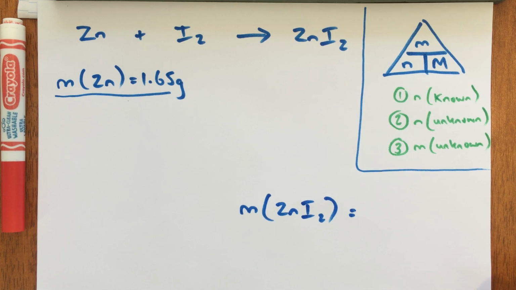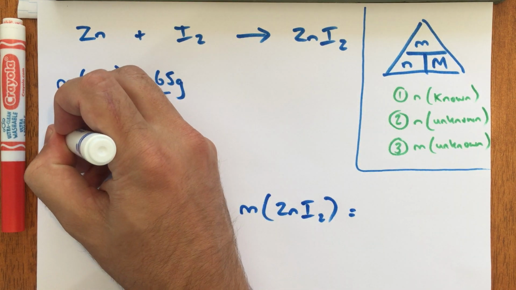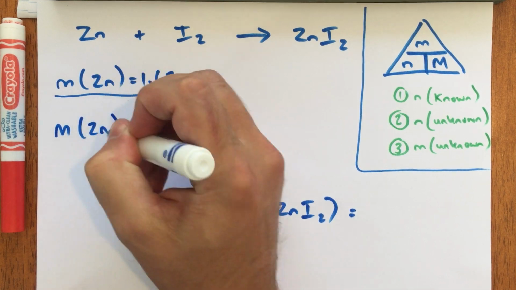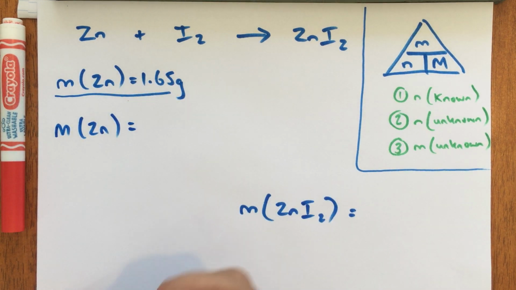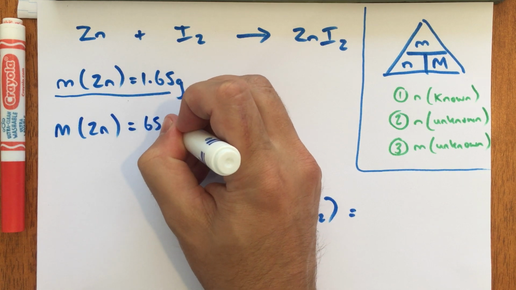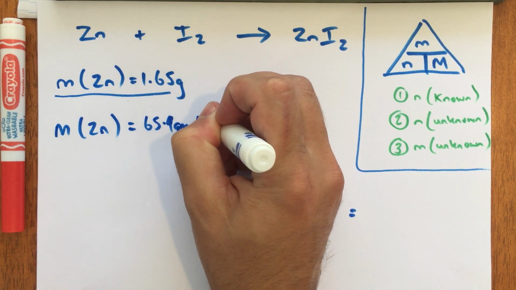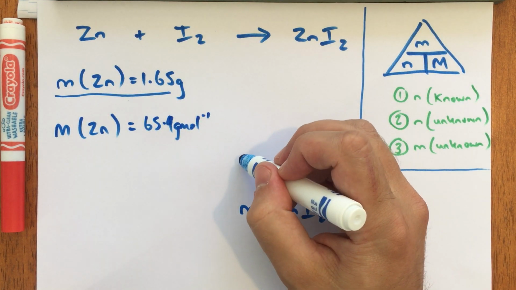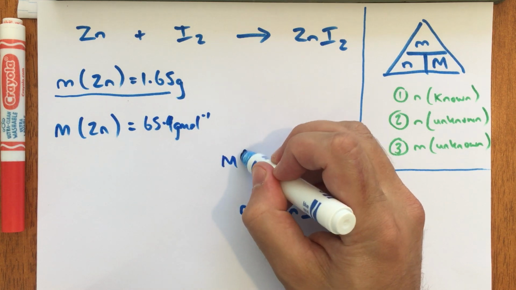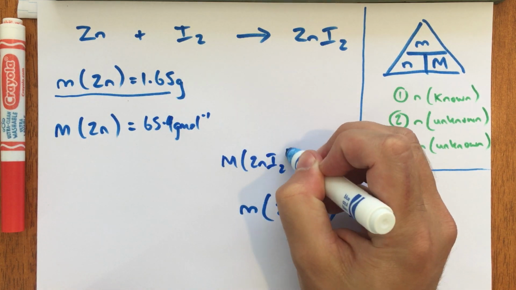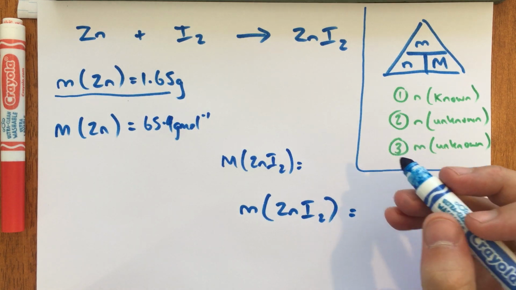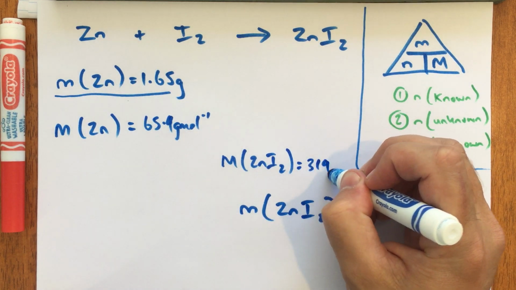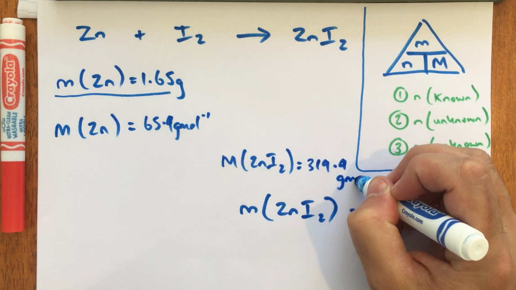I'm also given 2 molar masses. I'm given the molar mass of zinc, so I'll put that over here to keep the zincs together. The molar mass I'm given is 65.4 grams per mole. The molar mass of zinc iodide that I'm given, I'll put that over here next to the other zinc iodide, is 319.4 grams per mole.